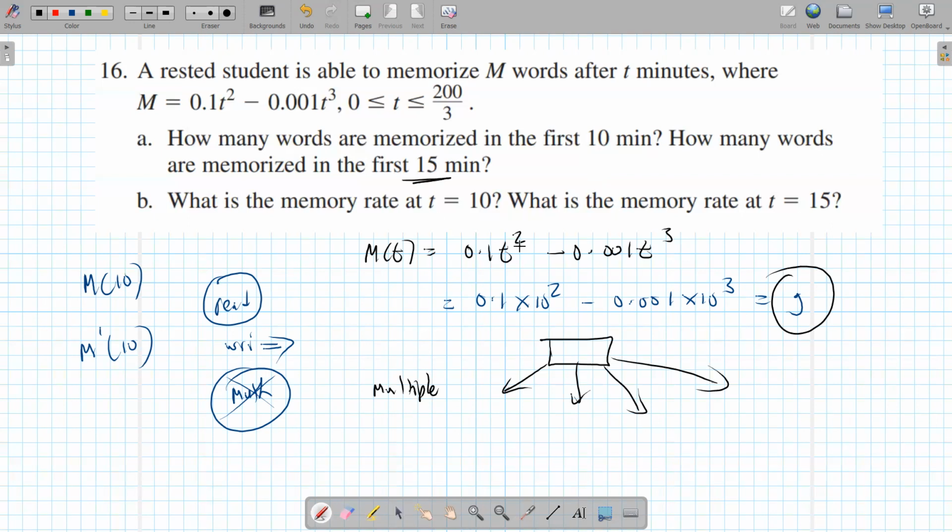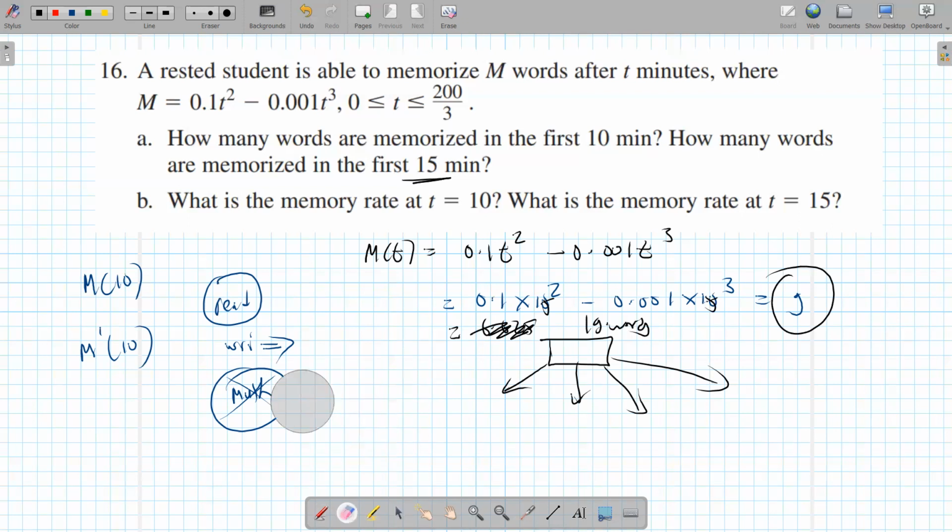So for 15, you just want to plug t as 15. 0.1 times 15 squared minus 0.001 times 15 cubed. Okay, yeah, no, that was my bad. This is actually 19. So there you go, 19 words in 15 minutes.